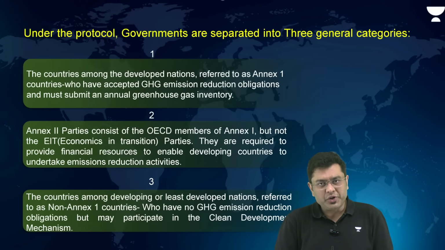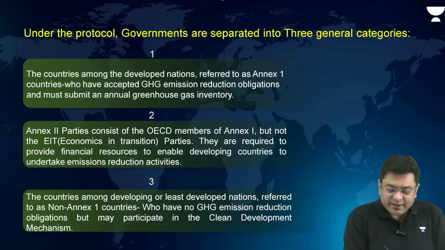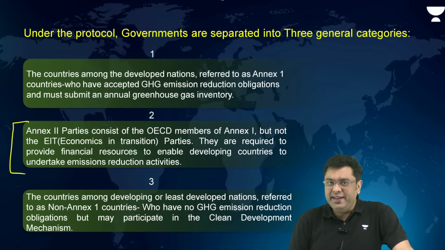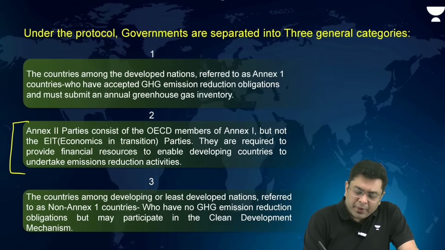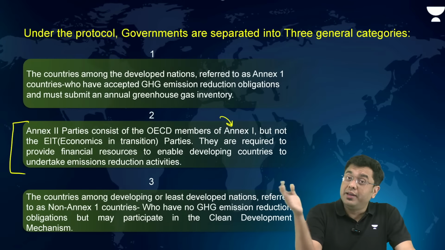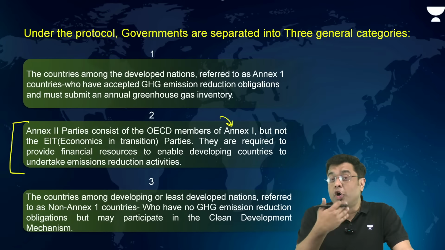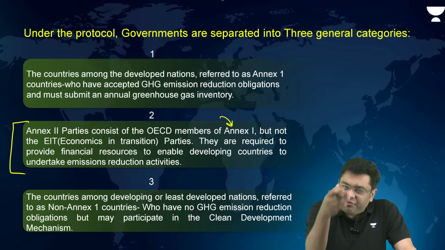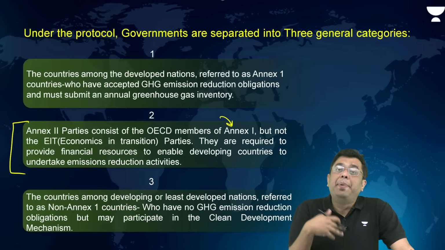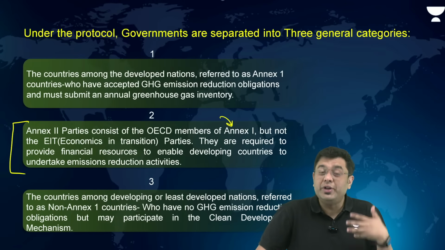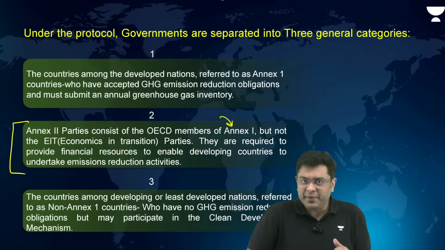the amount of emission. Then you had the second group, that is the Annex 2 parties, which consisted of OECD countries, Organization for Economic Cooperation and Development. Members of OECD, members of Annex 1, they were also developed, but not the Eastern European countries, the economies in transition, they were not included. Now, they did not have a definite target that they had to meet, but they would help with financial and technological assistance to the other nations in order to adapt to climate change.